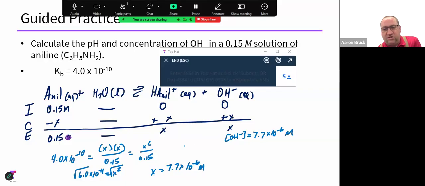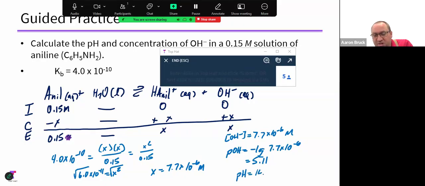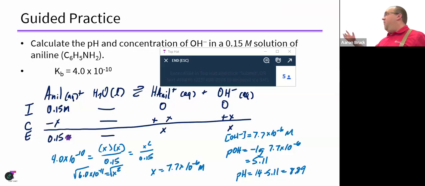To answer the first question about pH, we know that the pOH is equal to the negative log of 7.7 times 10 to the negative 6th, which to two significant figures is 5.11. So the pH would be equal to 14 minus 5.11, which would be 8.89. So one thing that we can see out of this kind of work, if our Kb starts getting small enough, we will start to see that pH is going to drift toward neutrality relatively quickly, even at relatively moderate concentrations like 0.15 molar.